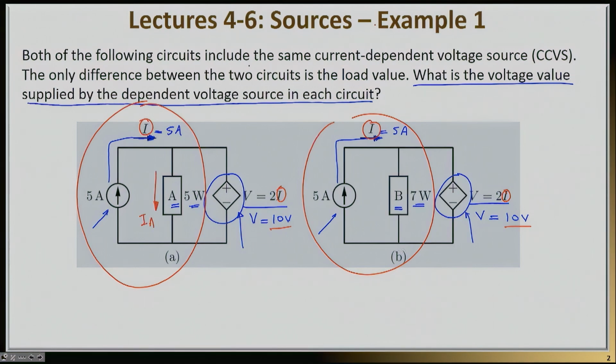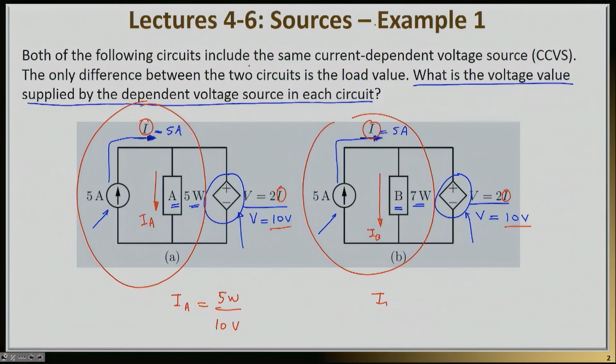So if I call this current IA and I call this current IB, these are the two currents that the loads will draw, they will definitely be different in each case. So for example, the current IA will be equal to the power that this load requires, which is 5 watts, divided by the voltage drop across it, which is 10 volts.